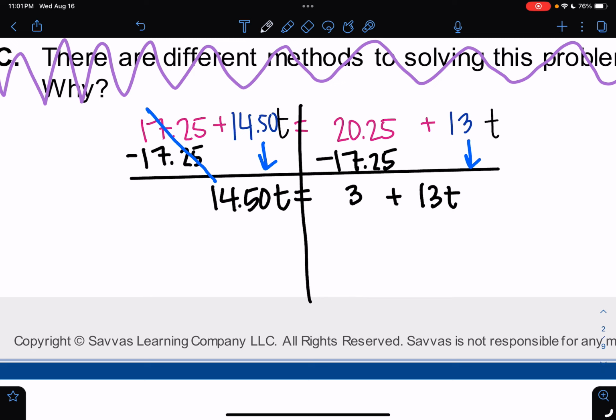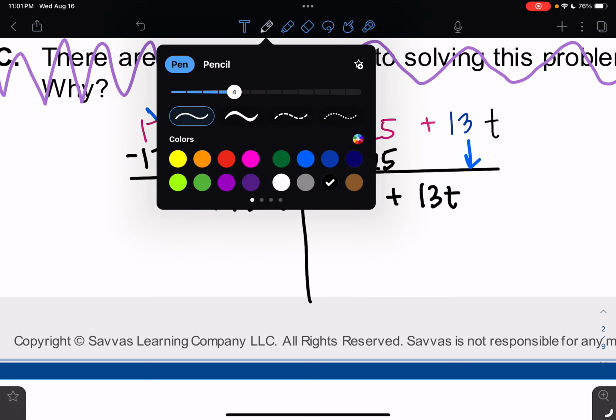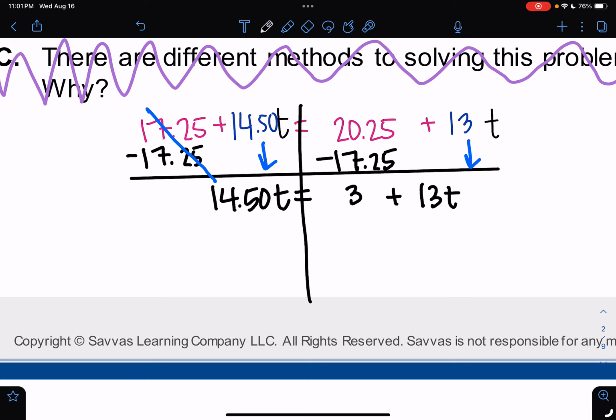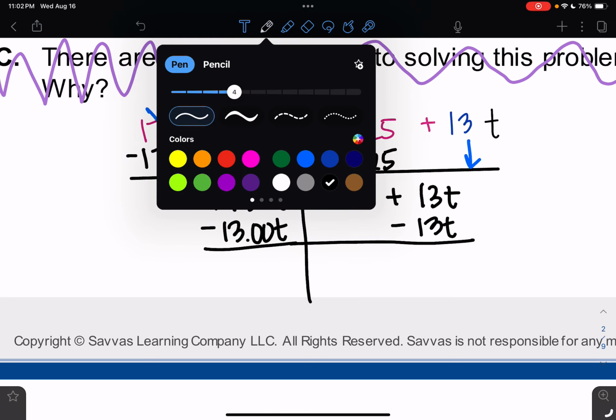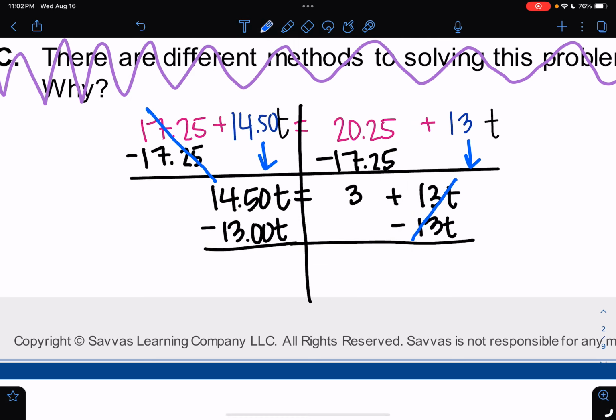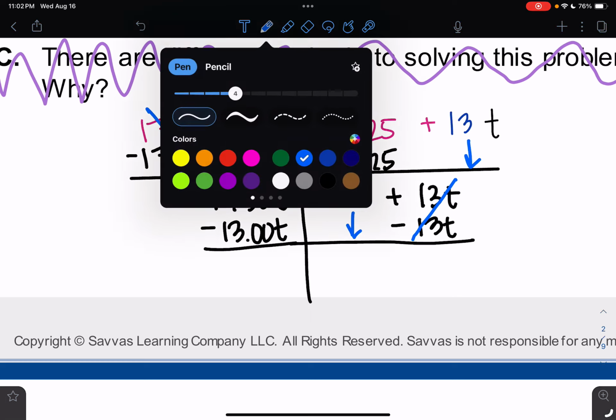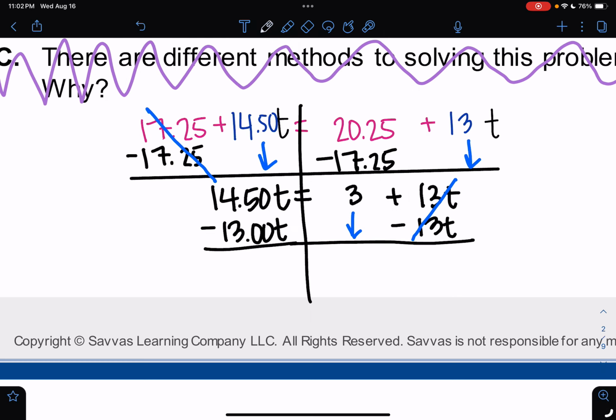My next step is to move that 13T over with the 1450T. So I'm going to do the opposite of that. The opposite of plus is minus. So I'm going to minus 13T on both sides. And remember that 13 was $13, so you can just do that if that makes you feel better. All right, so I know that the 13Ts are going to cancel, and I'm going to drop down that 3 and simplify. So I've got $1.50T is going to equal 3.